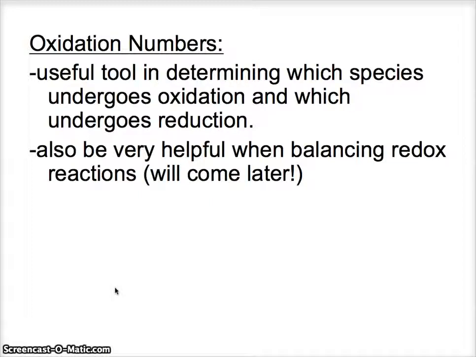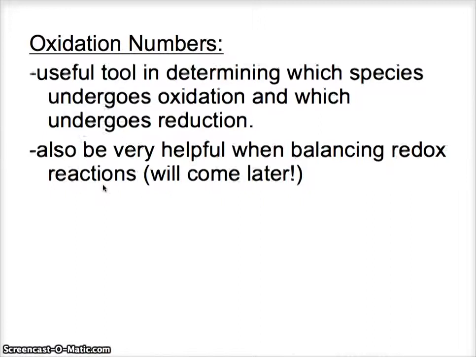How do we know which one becomes oxidized and which one becomes reduced? A useful tool for this is oxidation numbers. This will come in real handy when we start balancing redox reactions, and that'll happen later on in the unit. What oxidation numbers are essentially fictitious numbers that we apply to elements in order to figure out if it's going to become oxidized or reduced.